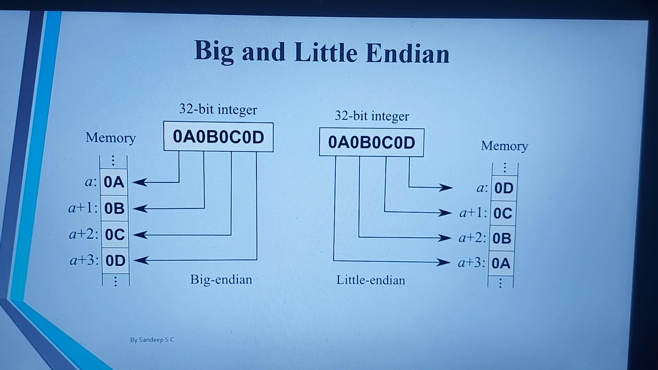For that reason, big and little endians are defined to identify how the data are stored, whether the least significant byte is stored first or the most significant byte is stored first. In case of big endian, the most significant byte is stored first. In case of little endian, the least significant byte is stored first. Then sequentially at the highest memory, the least significant byte is stored in case of big endian, and the most significant byte is stored in case of little endian.